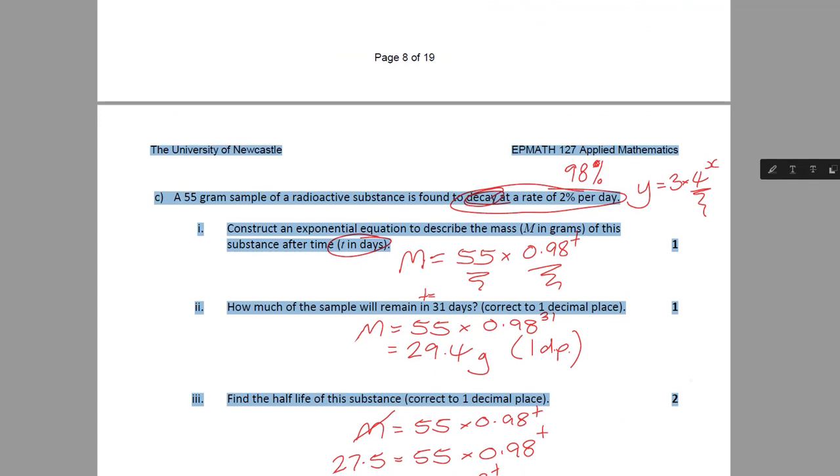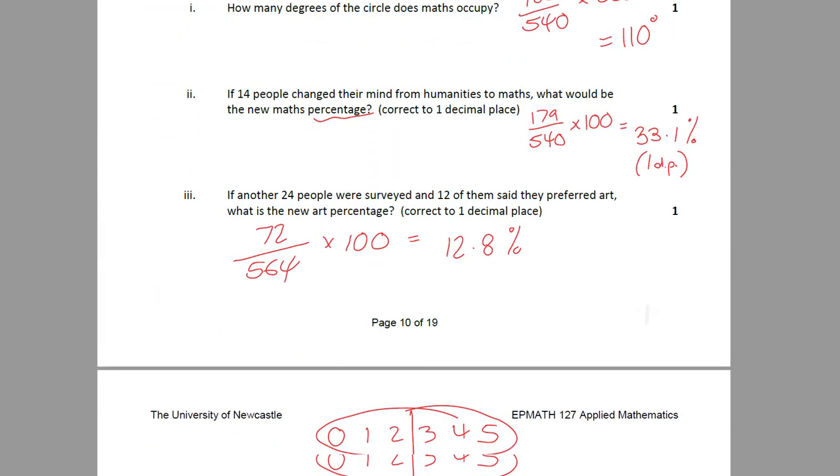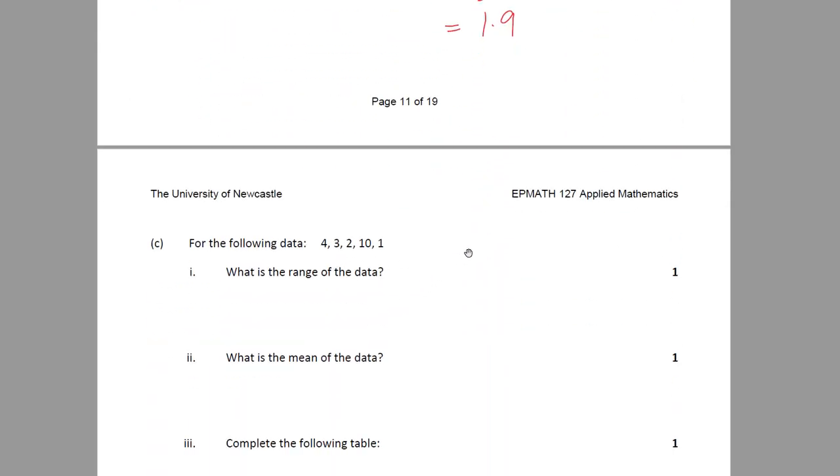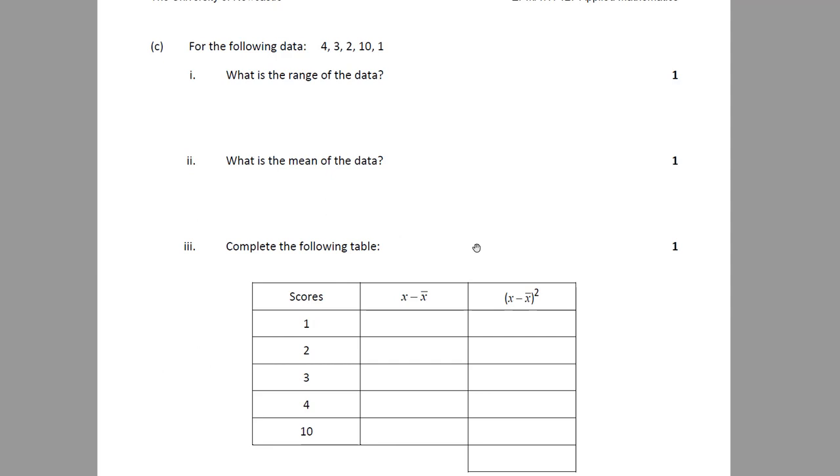All right, moving right along. For the following data, 4, 3, 2, 10, 1, no one's forcing us, but I like to write in order. 1, 2, 3, 4, and a 10. What's the range of the data? Well, 10 minus 1, highest minus lowest, that's 9.